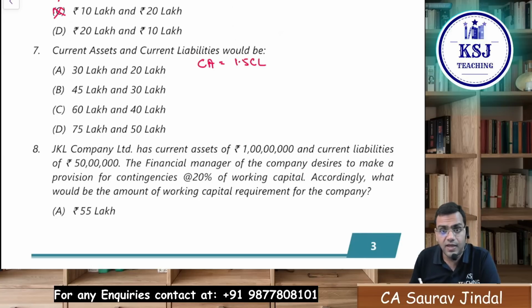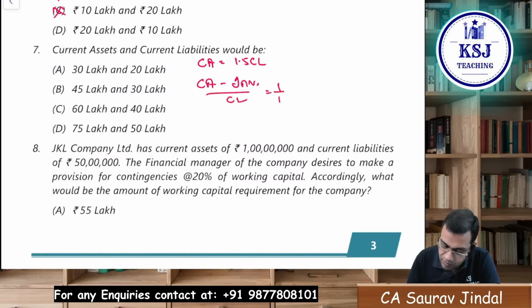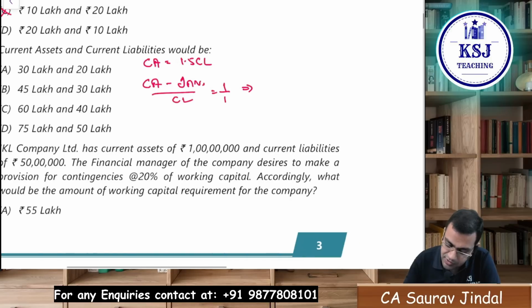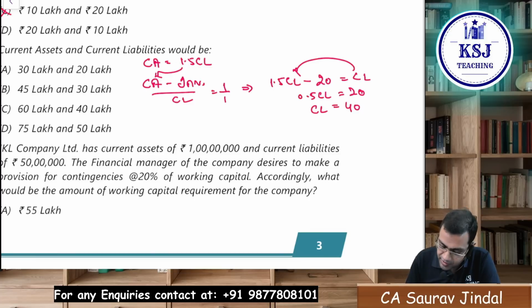Yes, sir. Then the quick ratio is given 1:1. What is quick ratio? Current assets minus inventory divided by current liabilities is equal to 1/1. From here, can I say current asset, I will replace it with this 1.5 current liabilities minus inventory we have calculated is equal to current liabilities. So it will be 0.5 current liabilities is equal to 20, current liabilities is equal to 40. Right? So current liabilities are 40.